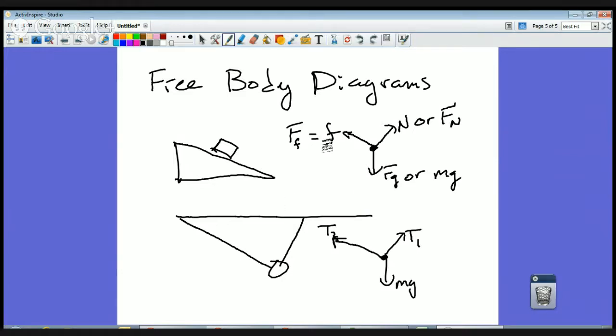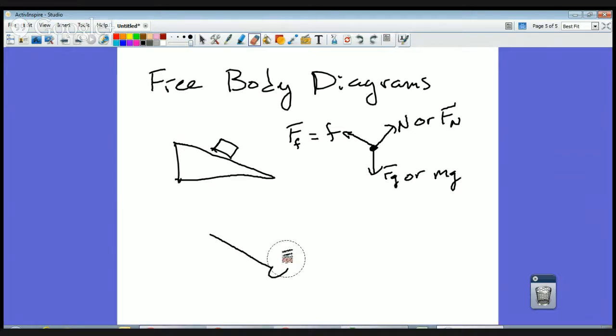All right, so you get your free body diagram. Once you have the free body diagram, we'll go back to the block on the ramp. So let's say there is friction, right? And the ramp has an angle theta. So if I want to know, assuming the block's moving, what's the acceleration of the block going down this ramp? So I would do the sum of the forces in each direction.